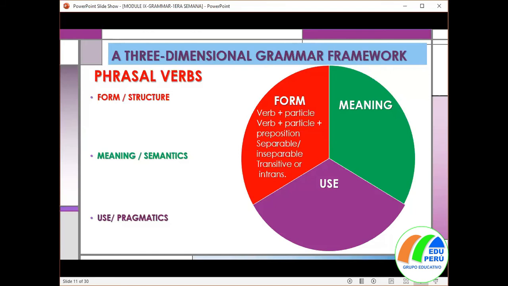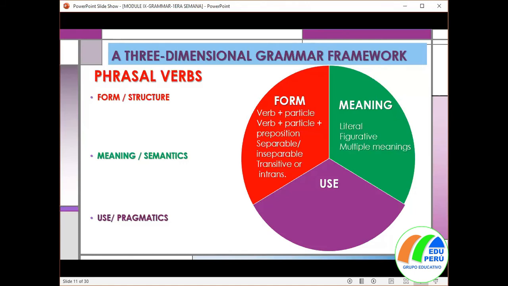Remember, particles. Separable and inseparable: some of the phrasal verbs we are going to separate. I'm going to give you examples about it. Transitive and intransitive: remember, we have these two types of verbs. Transitive verbs take an object. Intransitive verbs don't take an object. This is the meaning of transitive and intransitive. Then we're going to see some examples.